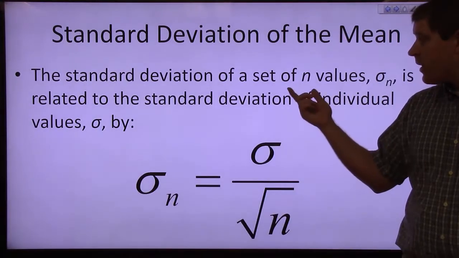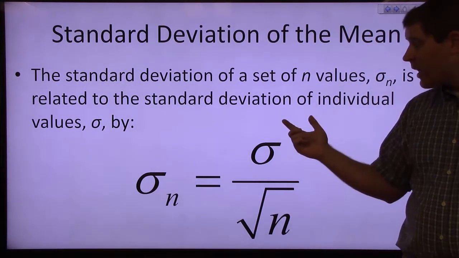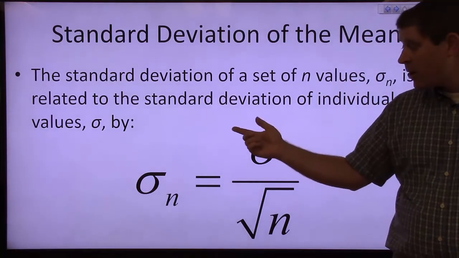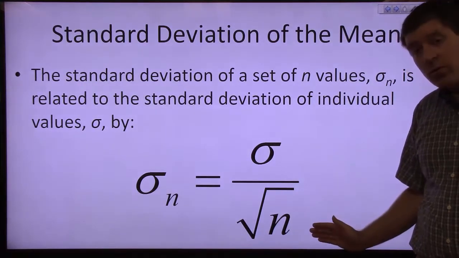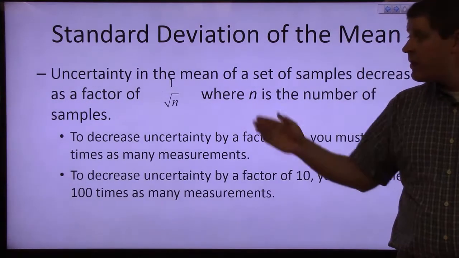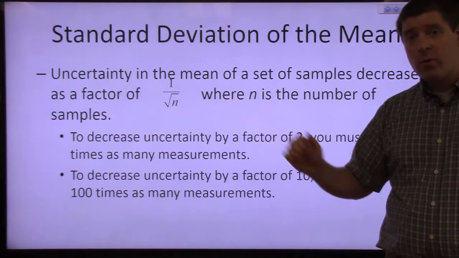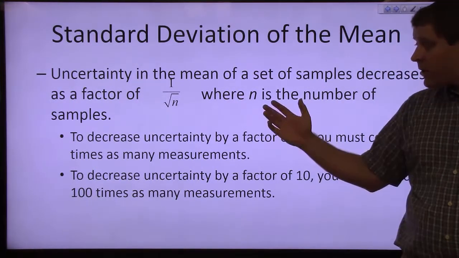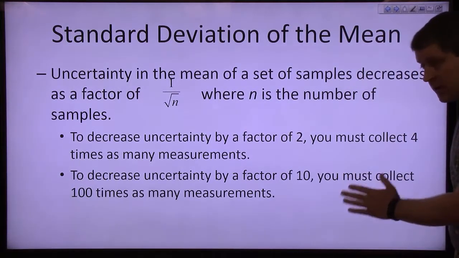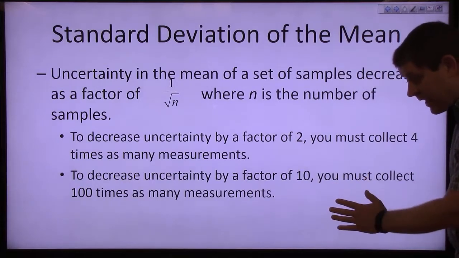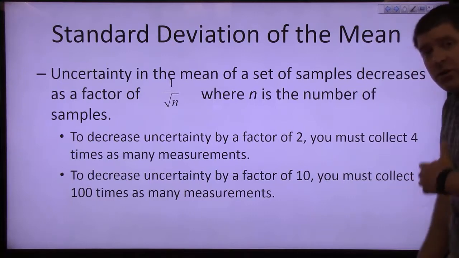Now, the standard deviation of a set of n values, sigma sub n, is related to the standard deviation of individual values, sigma, by this equation, where sigma sub n is equal to sigma divided by the square root of n. That is, the uncertainty in the mean of a set of samples decreases as a factor of the inverse of the square root of n, the number of samples that we have. So to decrease the uncertainty by a factor of 2, you must collect 4 times as many measurements. To decrease the uncertainty by a factor of 10, you have to collect 100 times as many measurements. And so clearly, there are diminishing returns here.